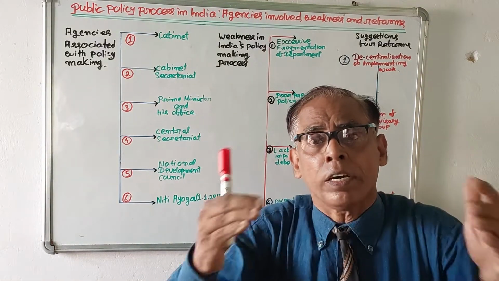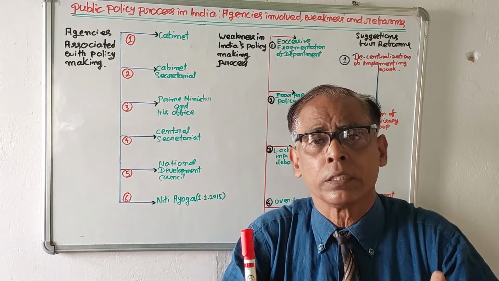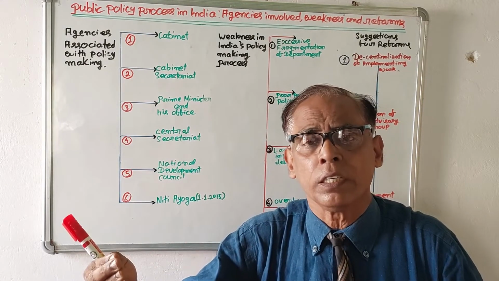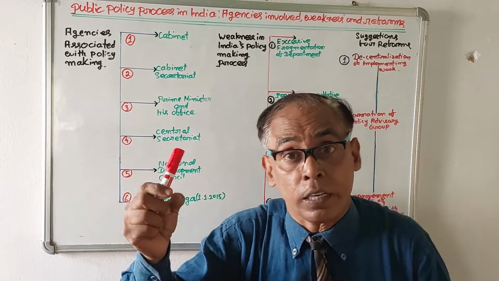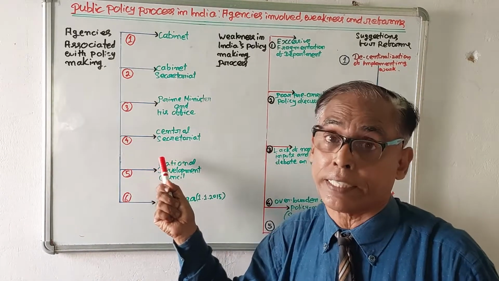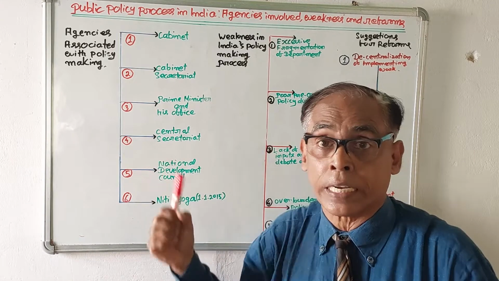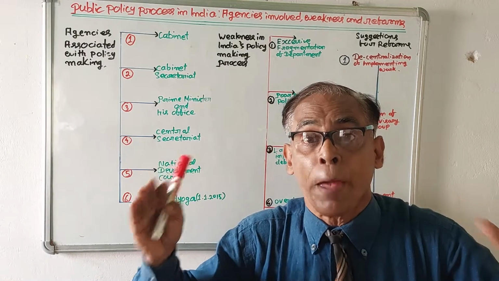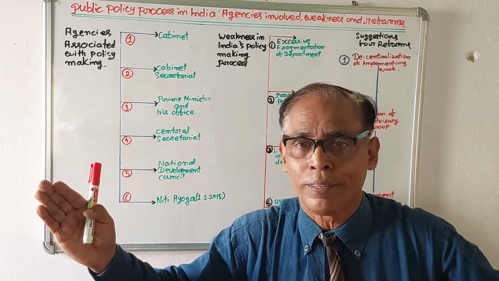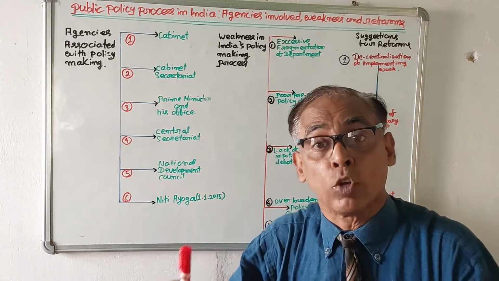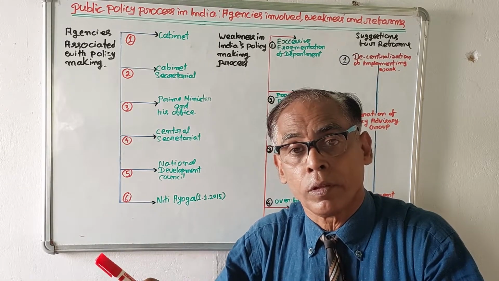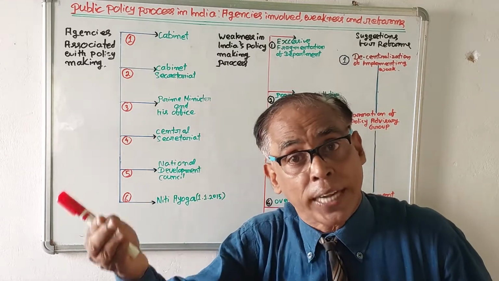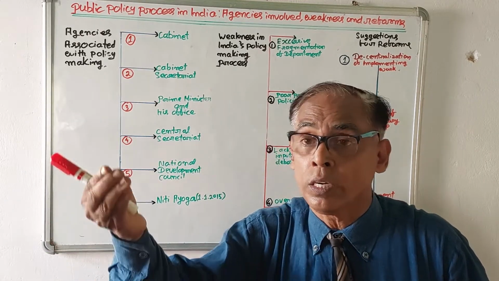Because whenever ministers discuss a particular public policy in the cabinet meeting, the ministers are given information by the Central Secretariat. Central Secretariat is regarded as the library of facts and information. So, whenever public policy has to be prepared, the Central Secretariat provides the required facts and information to the ministers.